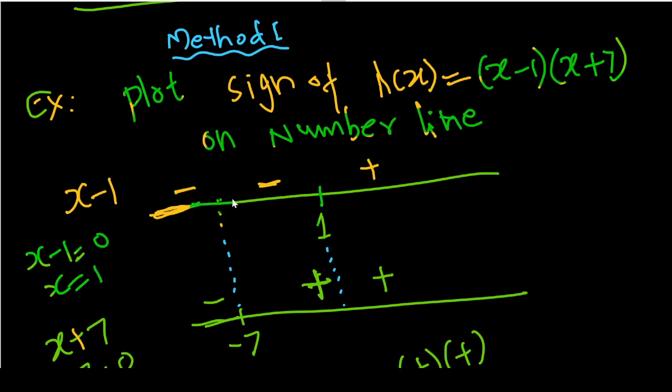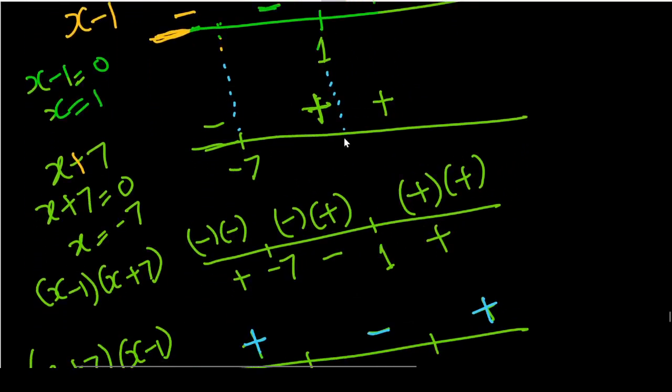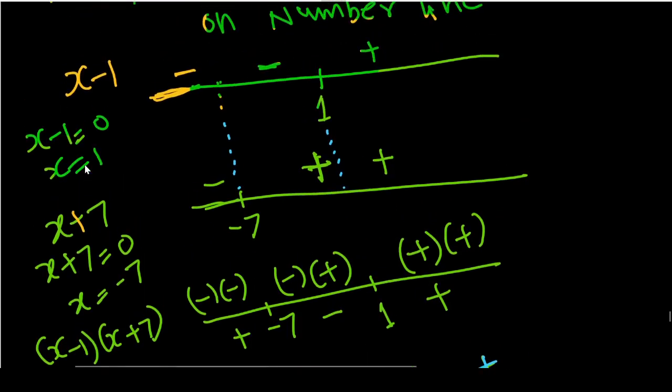Okay, so we plotted this x minus 1 linear factor, followed by the next linear factor, which was x plus 7. X plus 7 was equated to 0 and gave minus 7. So at minus 7, again we plotted plus-minus. Now from 1 we dropped a perpendicular, and from minus 7 also we dropped a perpendicular.